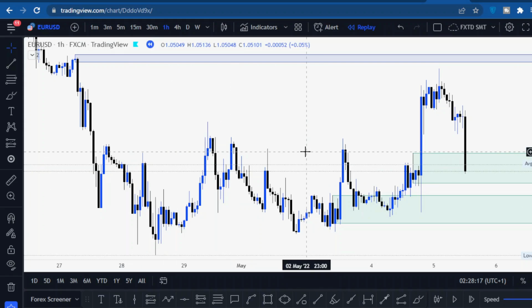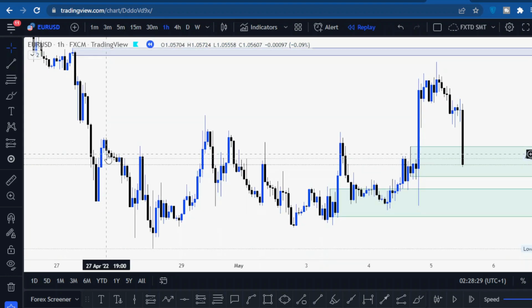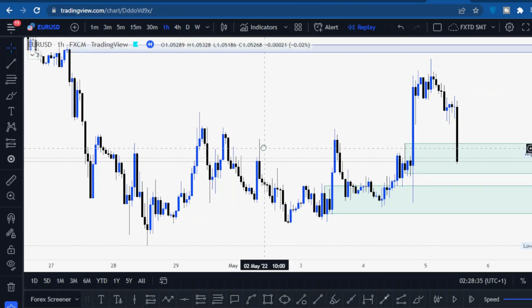This free order block indicator can help you to easily identify order blocks, especially if you are a complete beginner. So it's very simple. I'm going to show you all the settings that you can possibly use with this particular indicator.